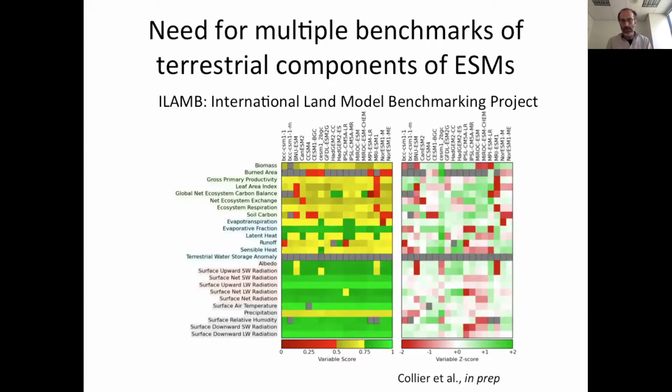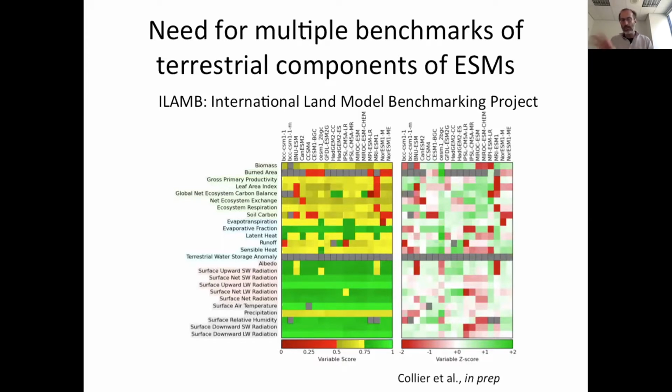What this shows here, I apologize for the tiny font size, is that the columns show a lot of different models that participate in these big intercomparison projects, and the rows are lots of different attributes of the models that we could benchmark. So things like, how much biomass do they have? How much soil carbon do they have? What are their transpiration fluxes or runoff, things like that. So we're trying to think about as many different orthogonal ways of testing these models as possible.